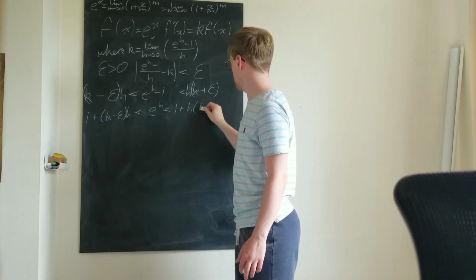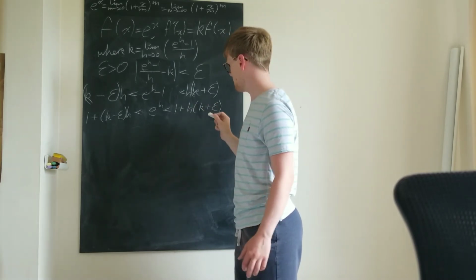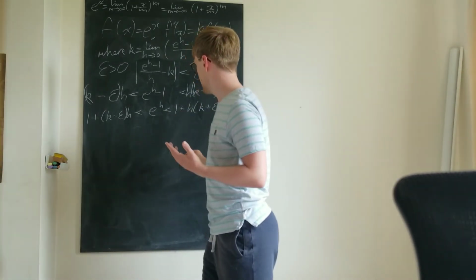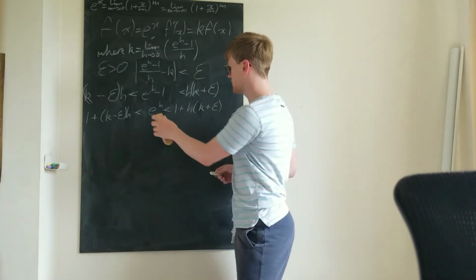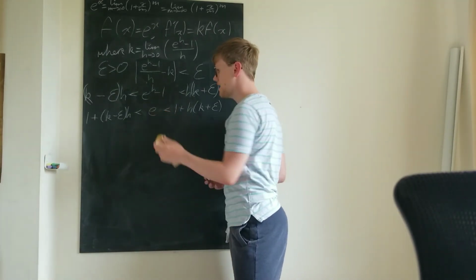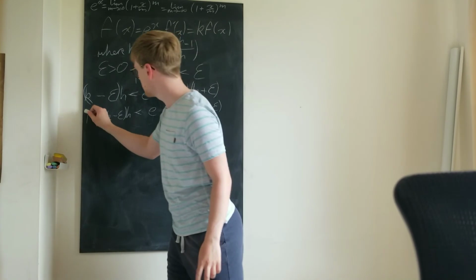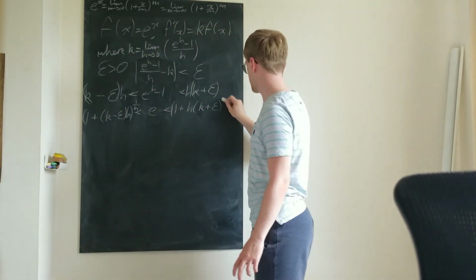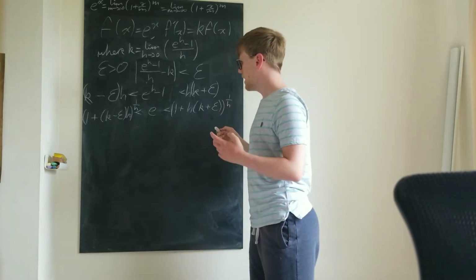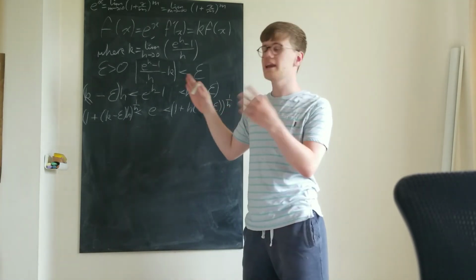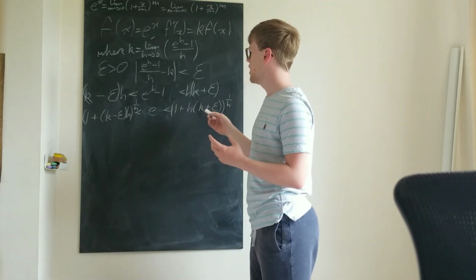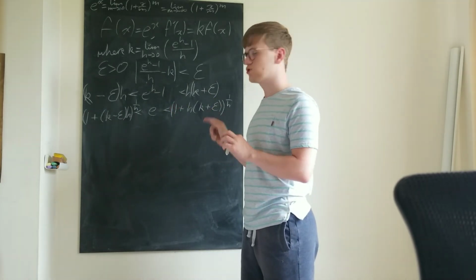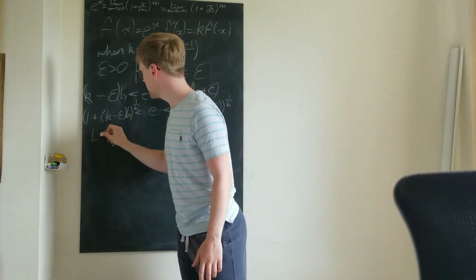h(k + epsilon). And now I'm going to raise each side of the equation to the power 1 over h. And so, of course, the middle will just change from e^h to e. The left-hand side will be raised to the power 1 over h. The right-hand side will be raised to the power 1 over h. And so, for any epsilon greater than 0, I can always choose a smaller and smaller h such that this inequality will be true.